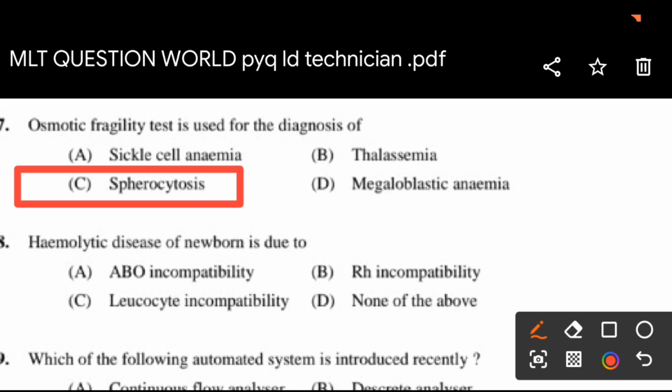Next one, hemolytic disease of newborn is due to ABO incompatibility, RH incompatibility, leukocyte incompatibility, none of the above. The right answer is RH incompatibility. ABO incompatibility and RH incompatibility are there. Both are causing hemolytic disease of newborn, but the common cause is due to RH incompatibility.